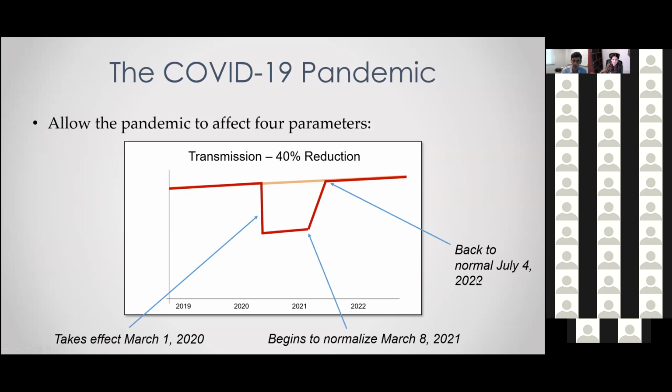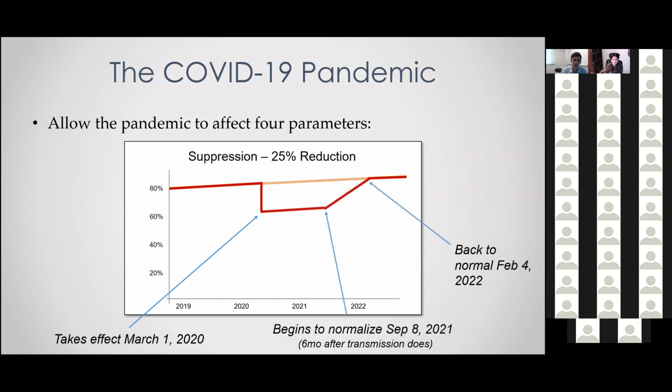July 4th, 2021, right? For suppression and also for testing and PrEP use, we let the effects linger a little longer. So again, they take effect on March 1st, 2020, but they don't begin to normalize until 6 months after transmission starts normalizing, September 8th, 2021. And then they get all the way back to normal 6 months after transmission got back to normal, so that's February 4th of 2022. Any questions? You guys can interrupt with questions anytime. So that's sort of the way that we conceived of these things, right?